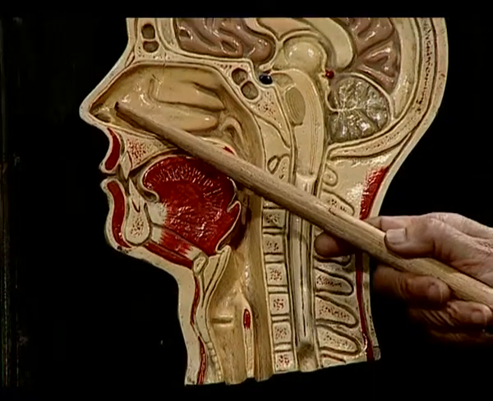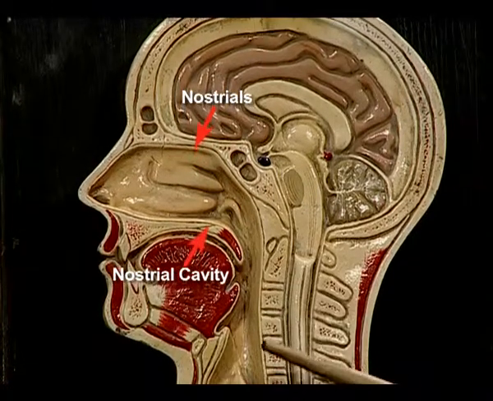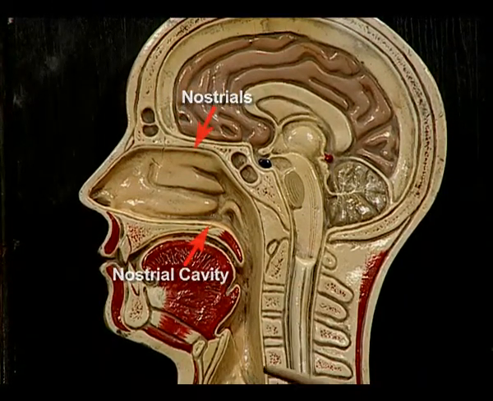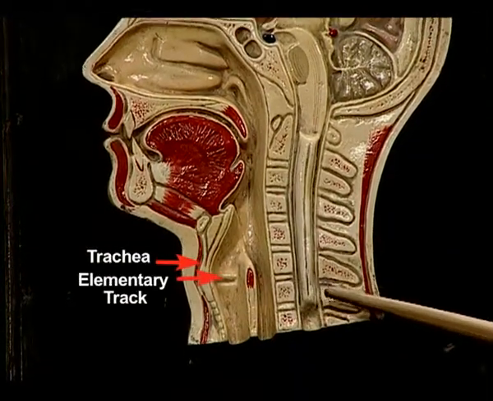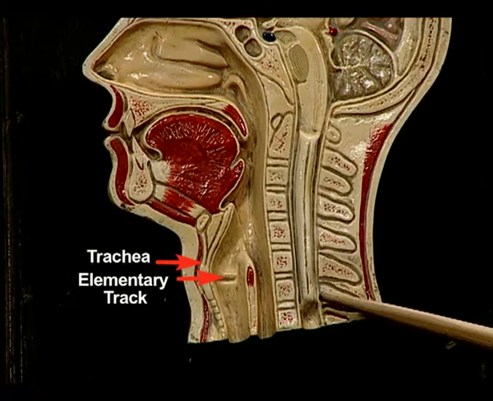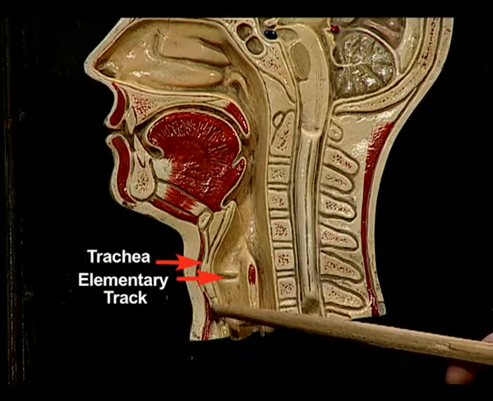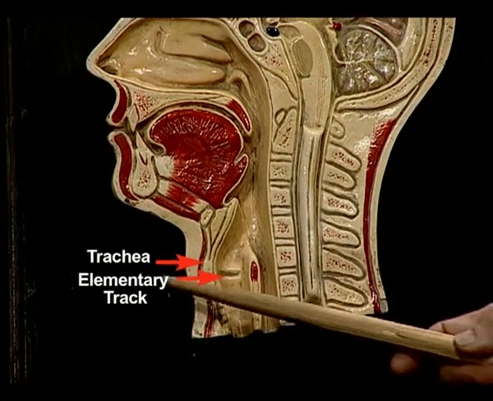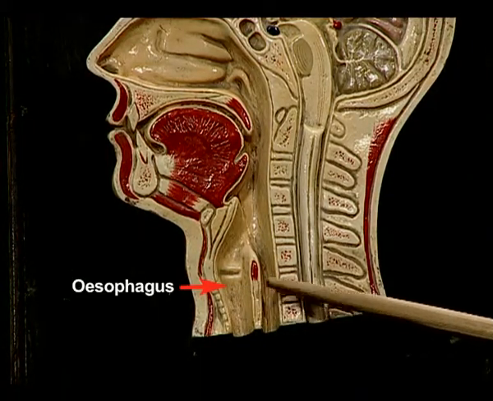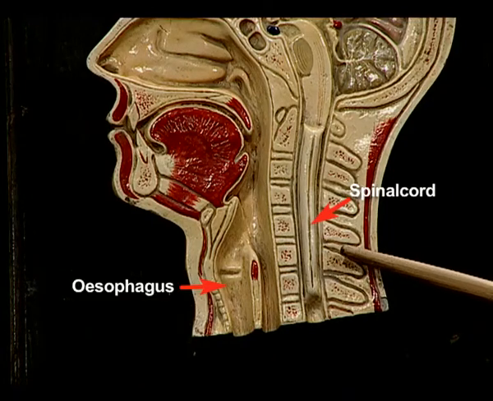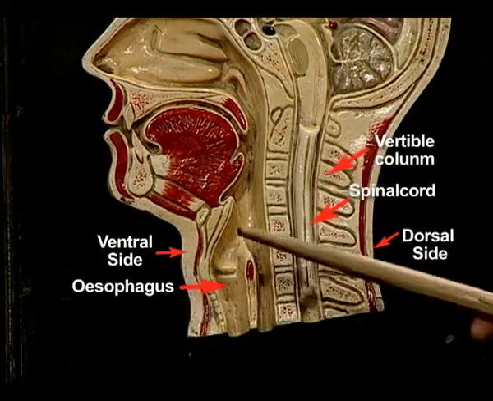Once again I am showing you the nose and the nostrils and the nasal cavity. My purpose here is to show you the location of the trachea, the alimentary tract and the vertebral column, that means the spinal cord also, in the same direction. This is the trachea, which is ventrally placed. This is the esophagus and this is the spinal cord and the vertebral column. This is the dorsal side of the body and this is the ventral side.